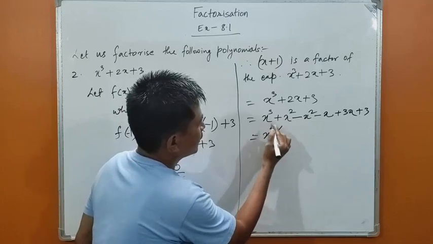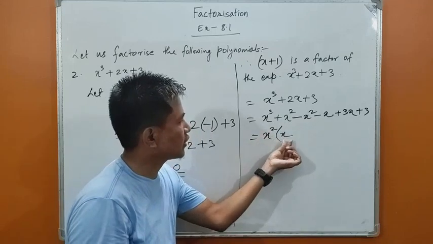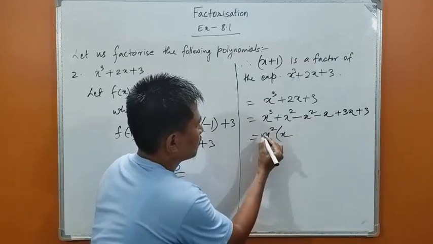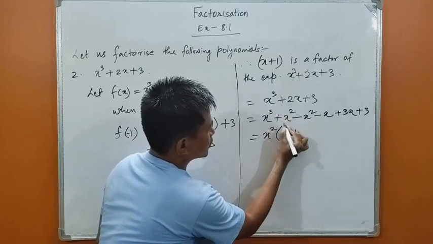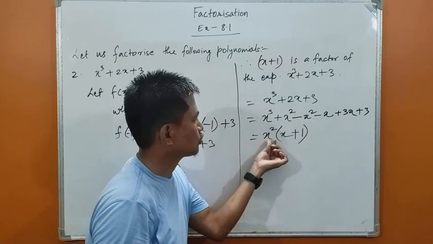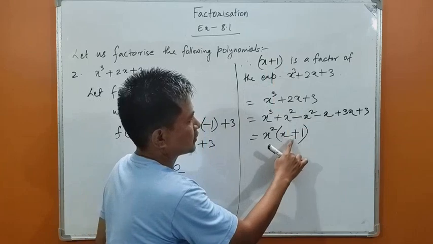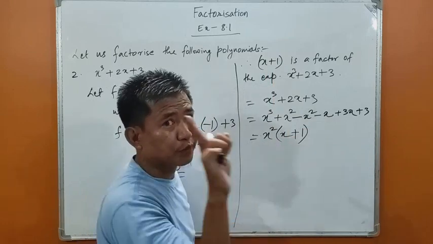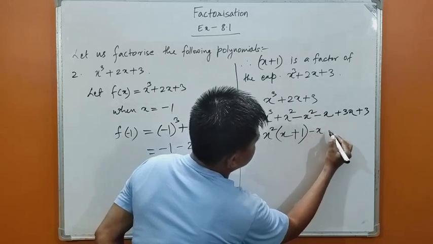x square common. x cube becomes x, isn't it? Because x square into x is x cube. Plus into plus is plus. x square into 1 is x square. We need x plus 1, isn't it? So I'm just converting into x plus 1 form. Okay. Now from here we can take minus x common, isn't it?